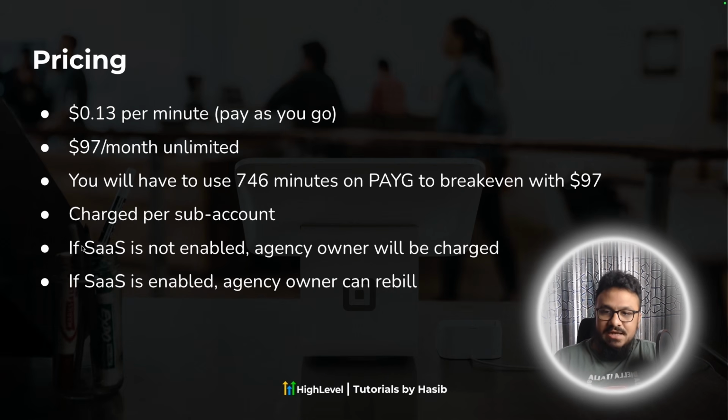If you have SaaS enabled on a sub account, then you can rebill. Basically, rebilling means if you have 2x rebilling and the client is spending 0.13, and since you have 2x rebilling on, the client will be paying you 0.26 or 26 cents. So that's how the rebilling works. If SaaS is not enabled, the agency owner will be charged. So that's all about the pricing that you need to know. Now we will go ahead and start implementing our bot.